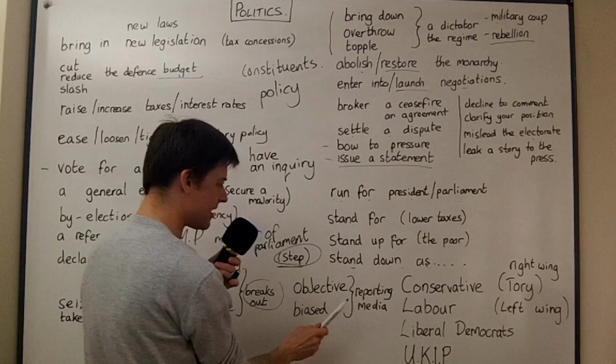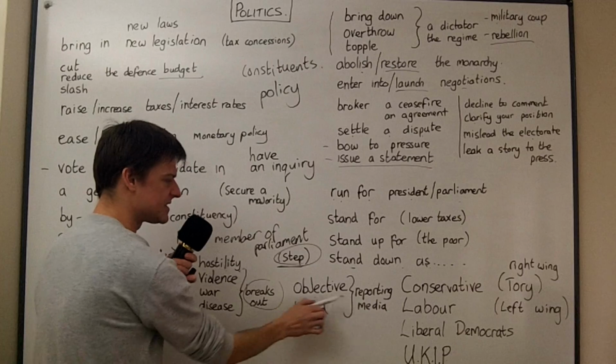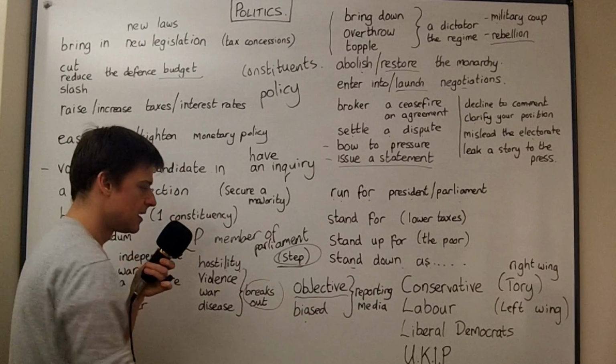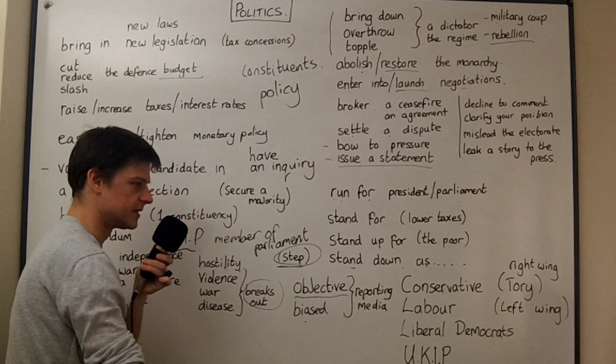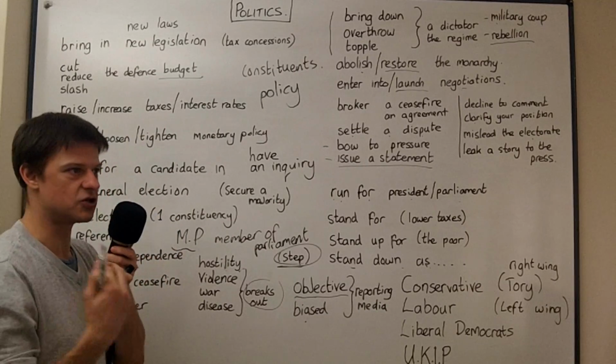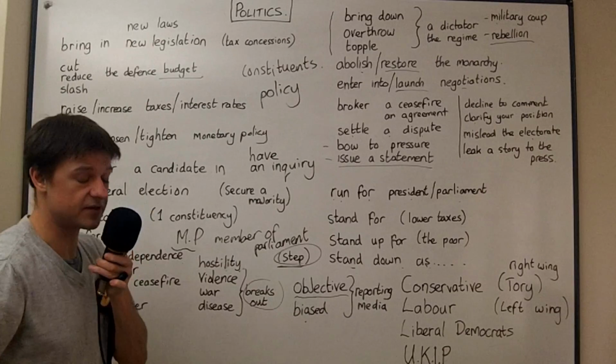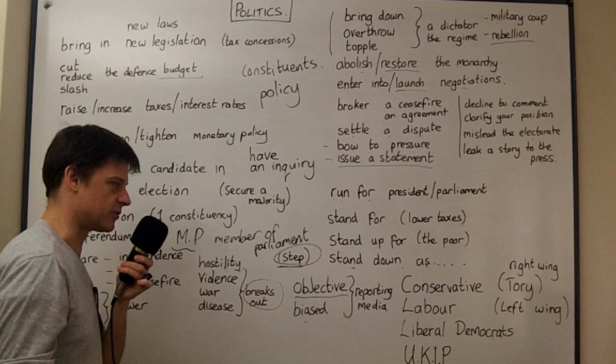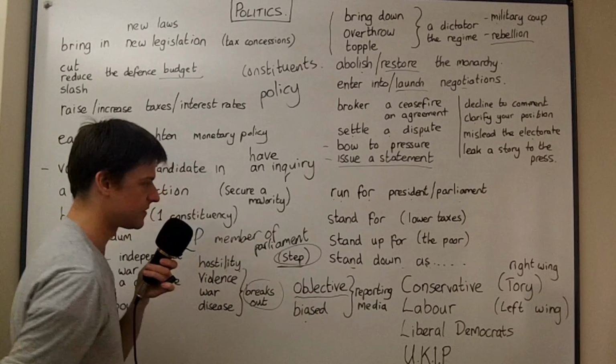Now we've got also one more thing, objective reporting and biased reporting. Objective means neutral. Biased means not neutral. If there's biased reporting, then the journalists, maybe they don't even know it, but the journalists are only reporting one side of the story. They're not being objective.